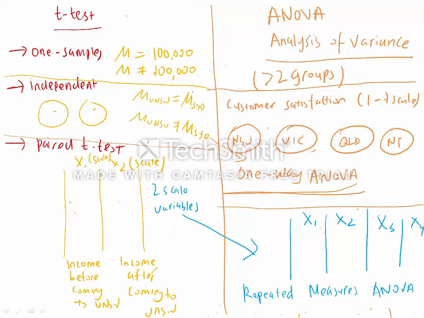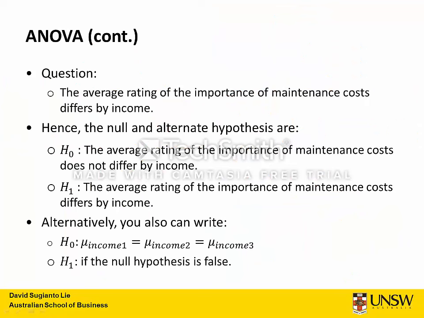However, if we have more, let's say in this case we have 4, then we have to invoke what we call repeated measures ANOVA. Now for this video, we're only going to cover one-way ANOVA, and for the next lesson in class we will hopefully cover repeated measures ANOVA. I hope that makes it a little bit clearer about what's going on in ANOVA versus t-test. So without further ado, let's take a look at the ANOVA slides.